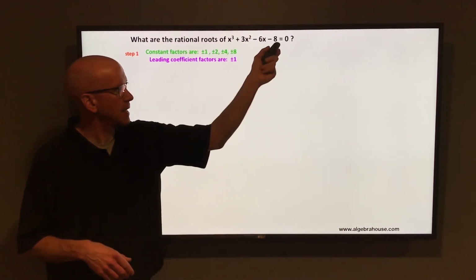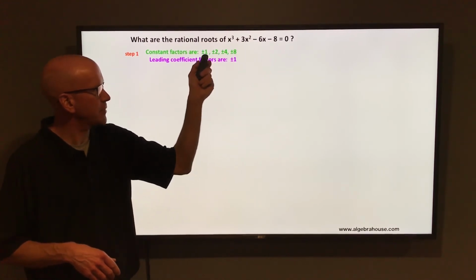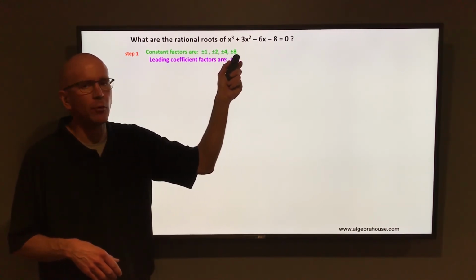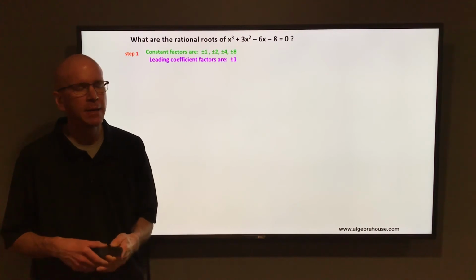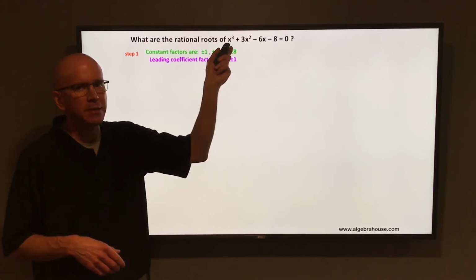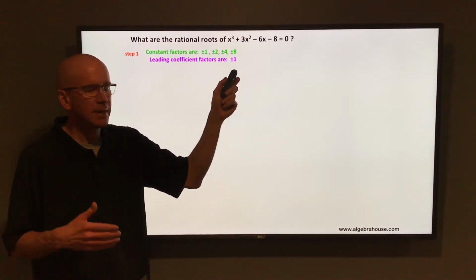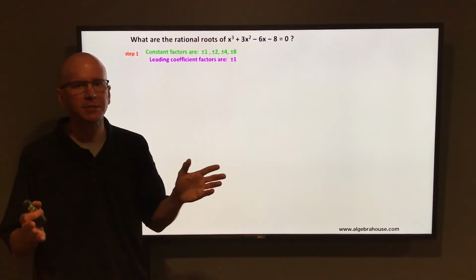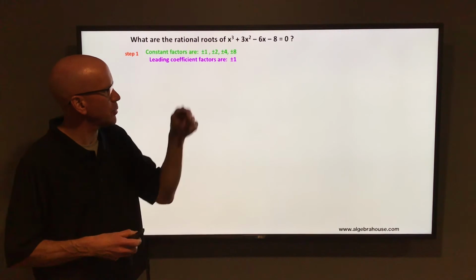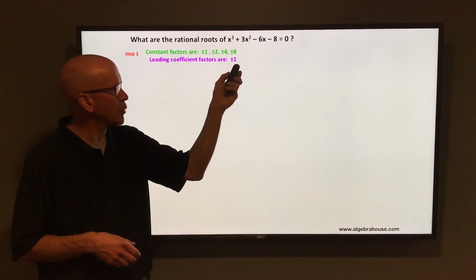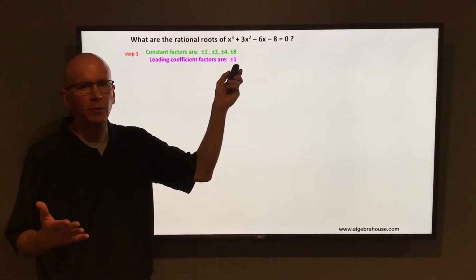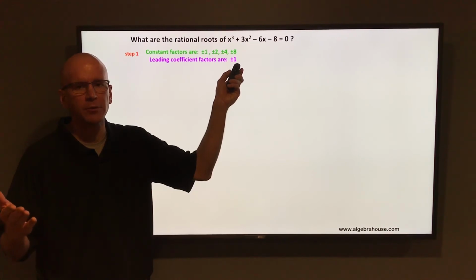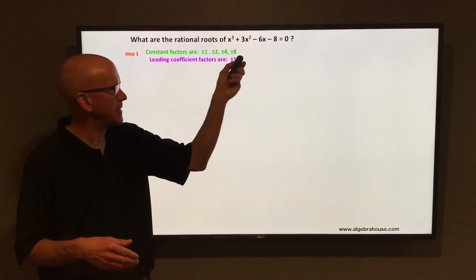So factors of the constant term would be factors of negative 8: positive negative 1, positive negative 2, positive negative 4, and positive negative 8. Leading coefficient factors, those are easy because it's just positive negative 1. And that's nice because the factors of the constant term will be the possible rational roots, because you're taking each one of those constant factors and putting those over each one of the leading coefficient factors. Well, if you're putting each one of those over 1, it's just going to be that list again.